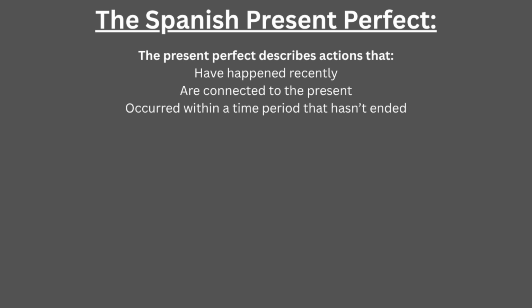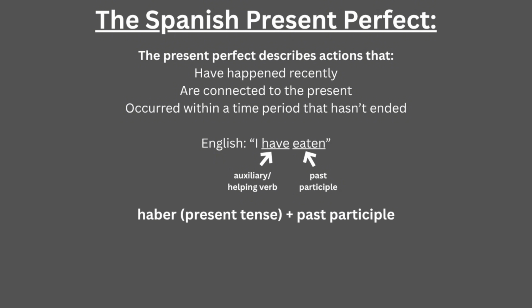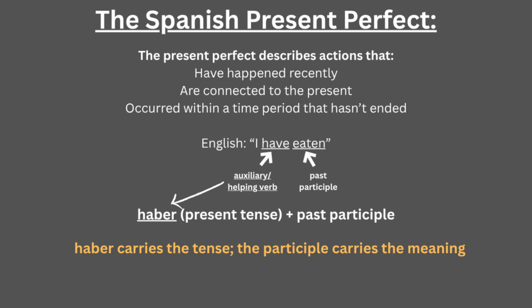The present perfect in Spanish describes actions that have happened, are connected to the present, or occurred within a time period that has not ended. In English, we say, I have eaten, using the auxiliary verb have and the past participle, eaten. In Spanish, we follow the same pattern because the tense is compound, consisting of haber in the present tense and a past participle. Haber is an auxiliary verb that helps the main verb, which has a participle form. In other words, haber carries the tense, and the participle carries the meaning.